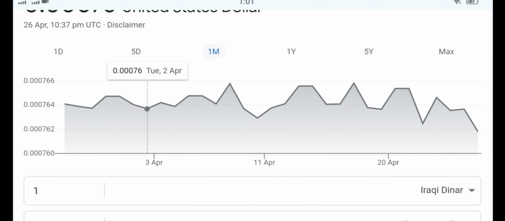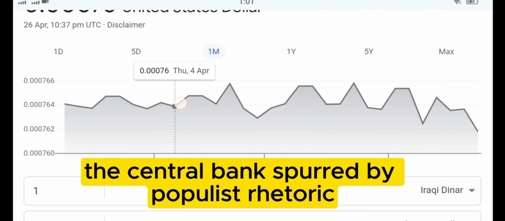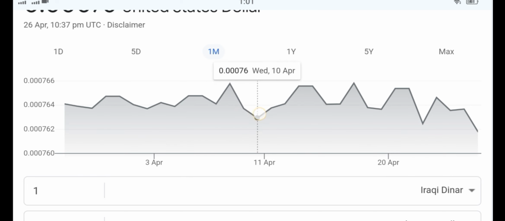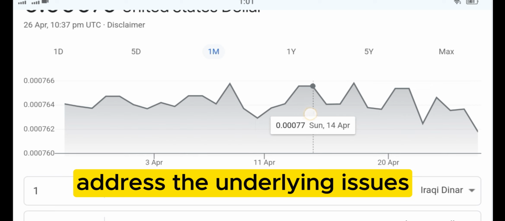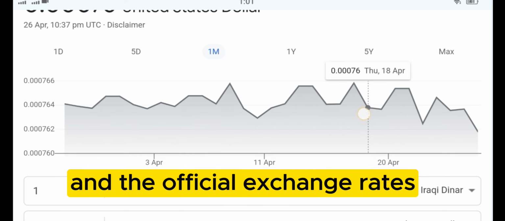In response to public demand for immediate solutions, the central bank, spurred by populist rhetoric, opted for a revaluation of the dinar exchange rate against the USD. But this nominal change does not address the underlying issues and does not alter the pre-revaluation relationship between the market and the official exchange rates.